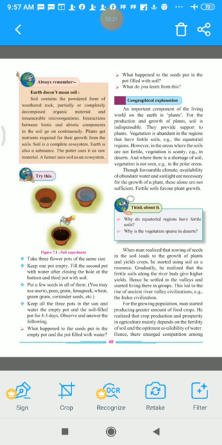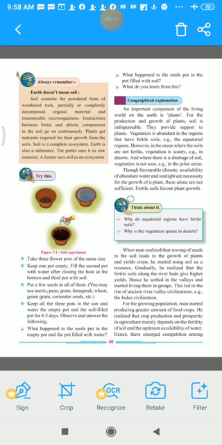However, in the areas where the soils are not fertile, vegetation is scanty, means less. Okay, so which are those areas? Deserts. The soil is not fertile, so there the production of plants is less, scanty. And where there is a shortage of soil, vegetation is not seen. Example, in the polar areas. In the polar areas, there is very little soil available, so vegetation is not seen. So remember these examples.